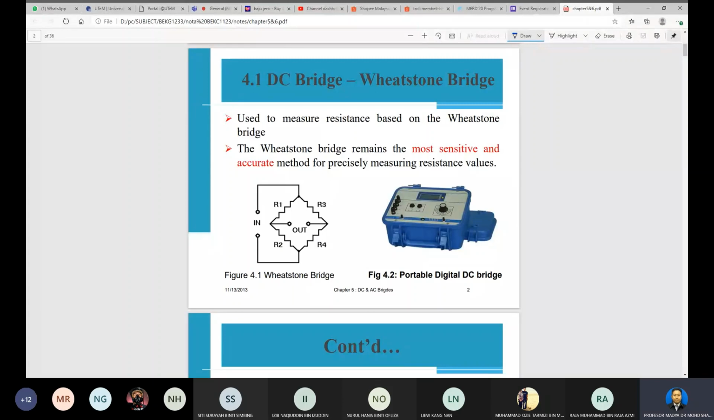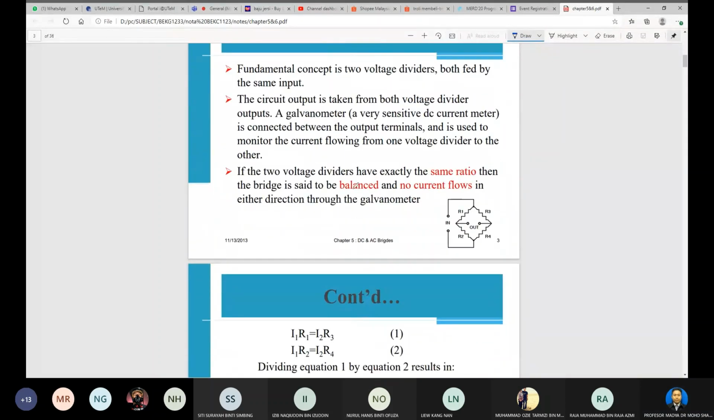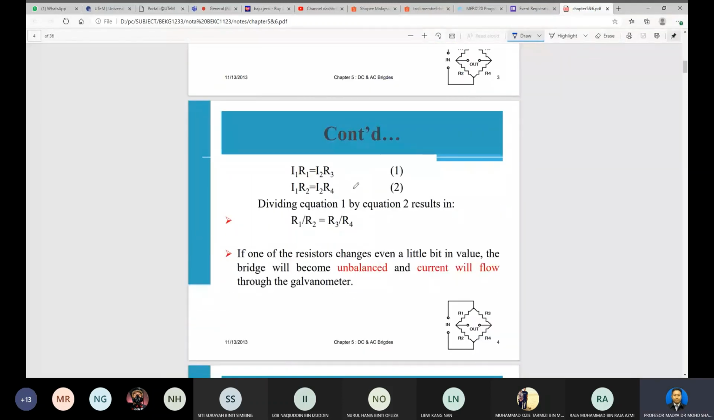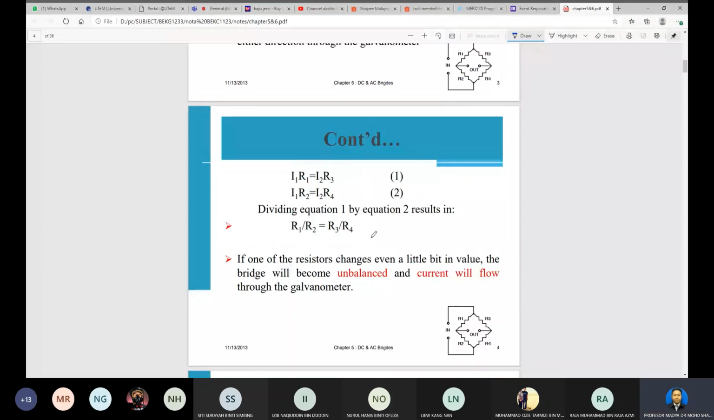All the bridges are actually based on the Wheatstone bridge. Kelvin is almost similar to the Wheatstone bridge. So the basic bridge is the Wheatstone bridge. You have to remember to balance the equation, so you have to get this equation: R1 over R2 equals R3 over R4.